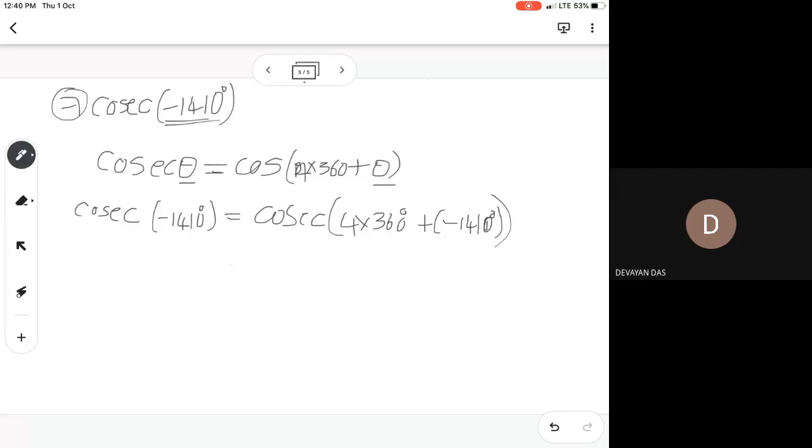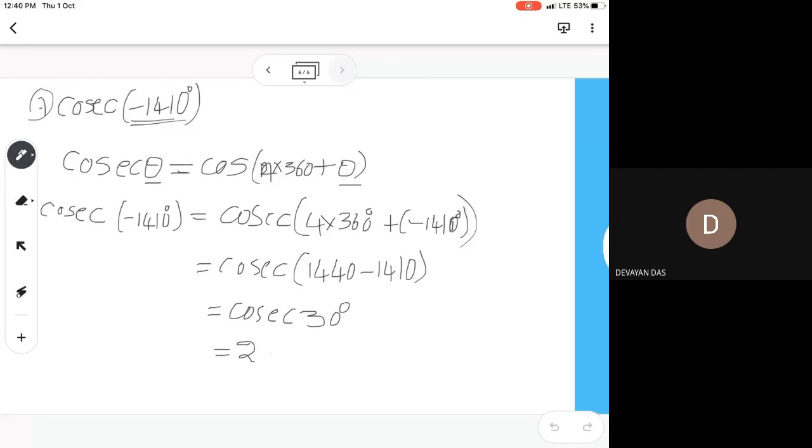Yes, you can write it. So what you are going to get, cosec of 1440 degrees minus 1410 degrees, which is equal to cosec 30 degrees. The cosec 30 degrees value is equal to 2. Okay, this is one way of doing.